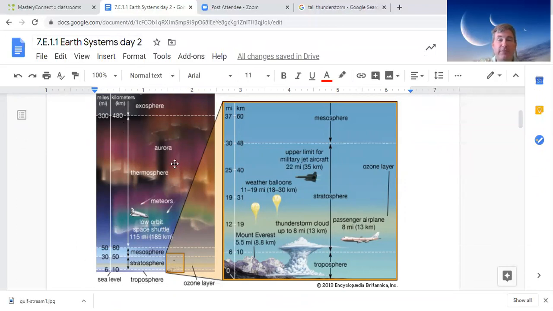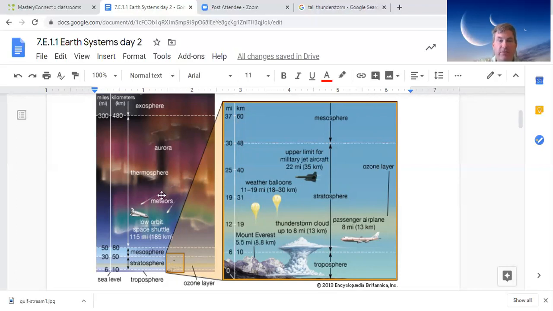the X-47, the Air Force's secret winged craft, orbits in here. The satellites orbit the Earth in this range. The International Space Station is in this range.